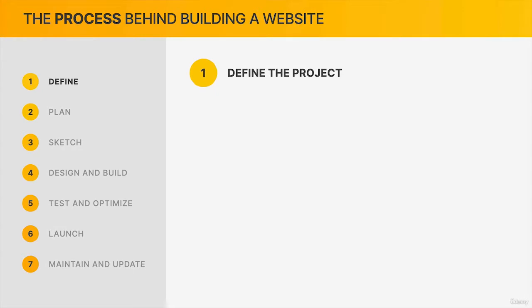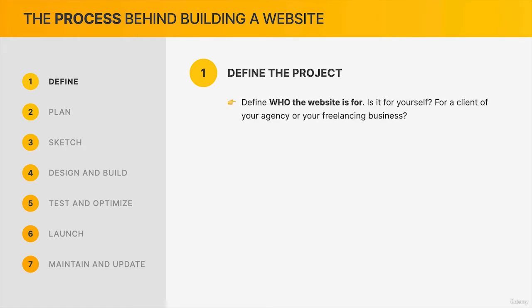And so now let's take a look at these 7 steps here one by one, starting with defining the project. And in this step, the first thing that we do is something very simple, which is to simply define who the website is actually for. So for example, is it for yourself, or is it for a client of your freelancing business, or maybe even the agency that you work in? So this sounds trivial, but it's still important to do this.